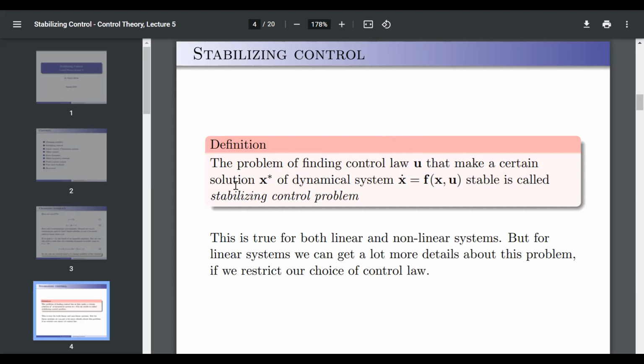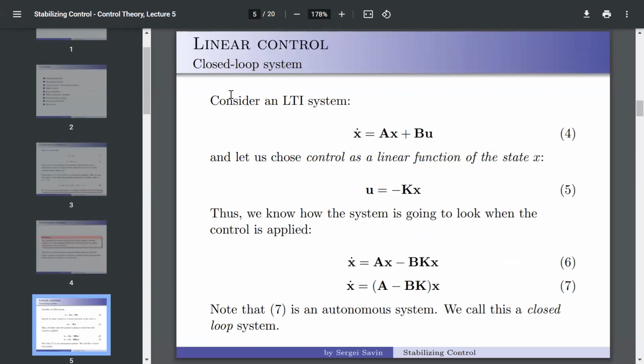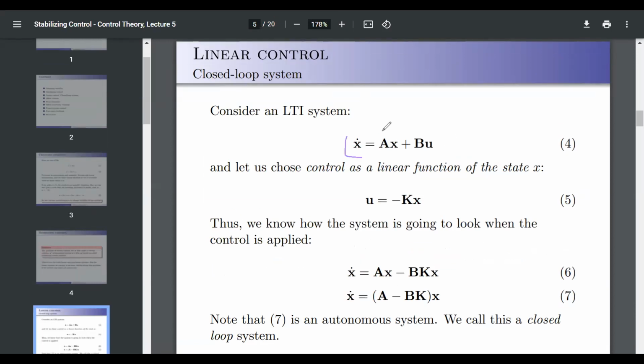Let's just quickly try to understand it in practical terms. Okay, so consider this LTI. This is a standard LTI that we study, right? x dot equals Ax plus Bu. We were a little bit shy about Bu so far. From now on, Bu is going to be always there, right? Okay, so let us choose control as a linear function of state. We're studying linear control theory, so it makes sense to make it linear, right? So let's just choose it this way.